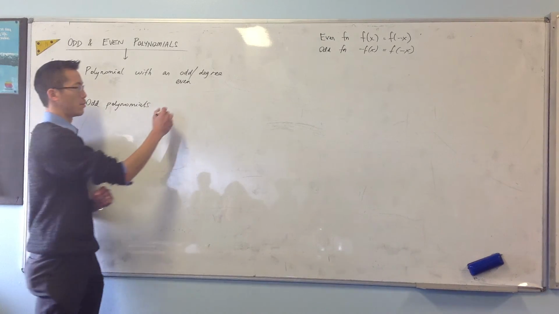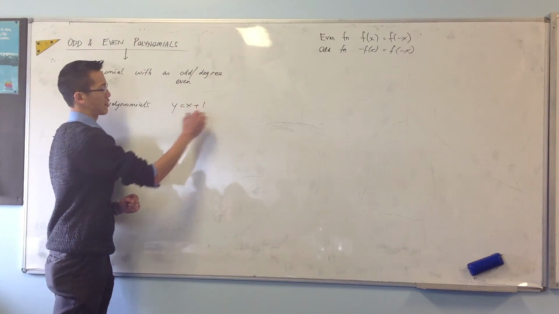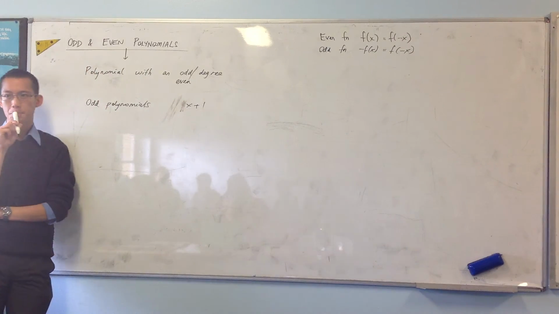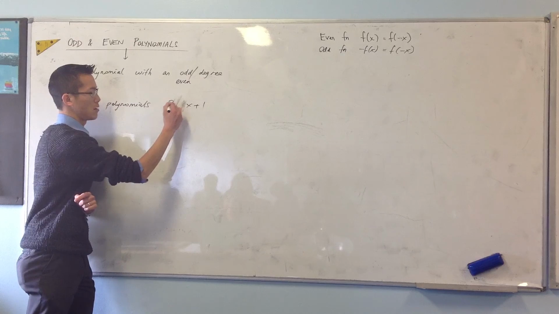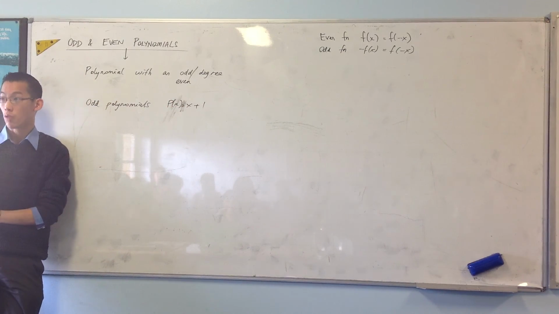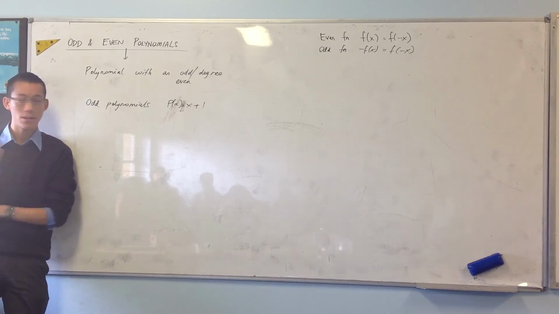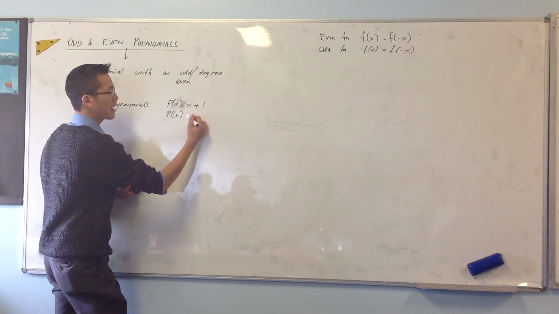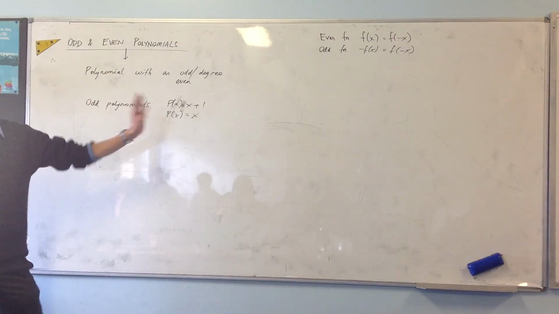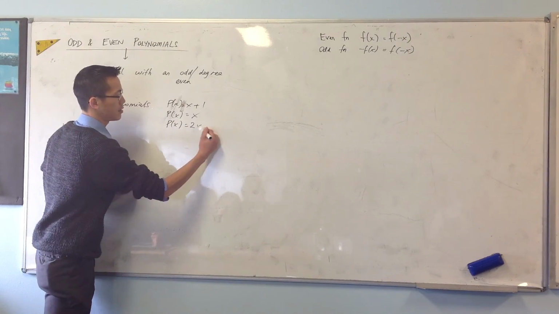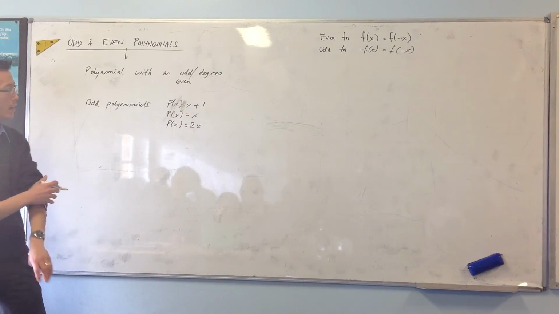Let's think about this. For example, x plus 1. If that's my polynomial, this is neither odd nor even. It's not symmetrical about the origin, because it's been moved up 1. However, if I just take that 1 off the end, this is odd. And by extension, this is also odd, and so on.